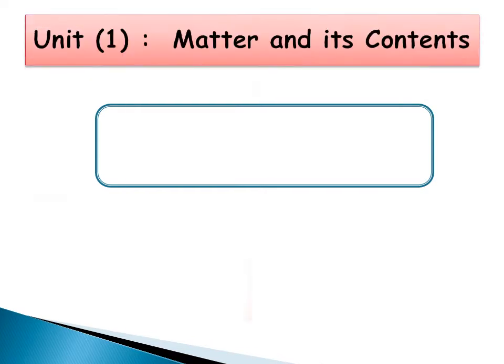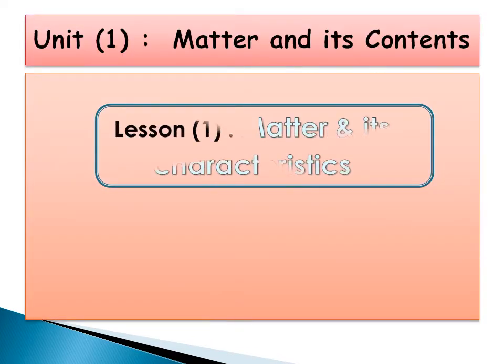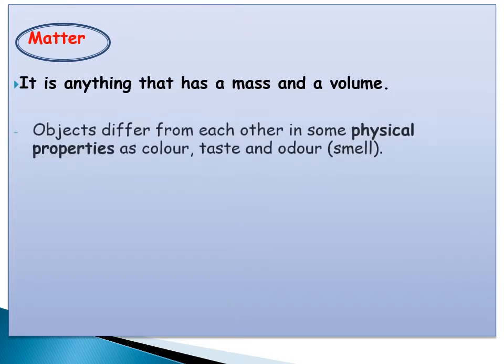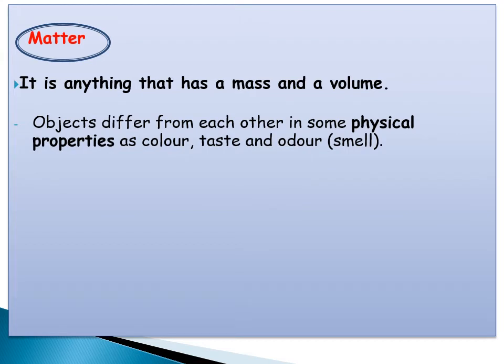Let's talk about the first lesson, matter and its characteristics. Now, let's define what we mean by matter. Matter is anything that has mass and volume. We can differentiate between substances by some physical properties such as color, taste, and odor.